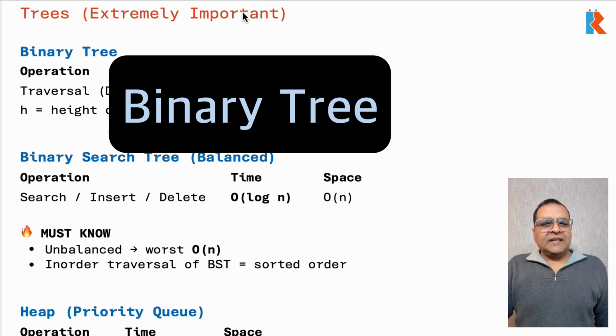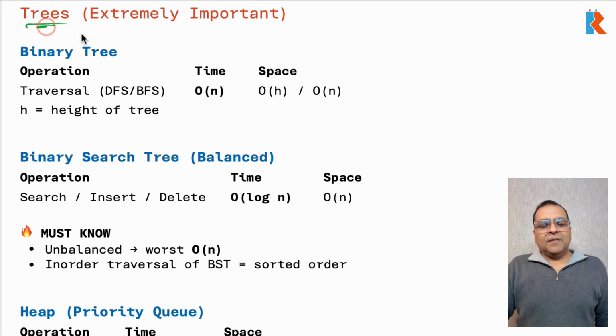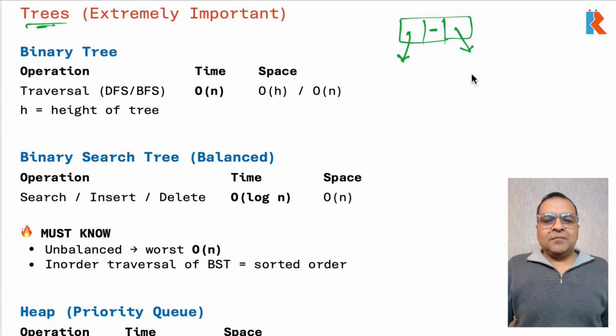After linked list, the next data structure is the tree data structure, which is extremely important. In a tree data structure, we have a node that contains one data and two pointers. The two pointers point to the left subtree and right subtree respectively. A binary tree is a two-dimensional data structure and it is hierarchical in nature, where every node has two children, the left child and the right child.